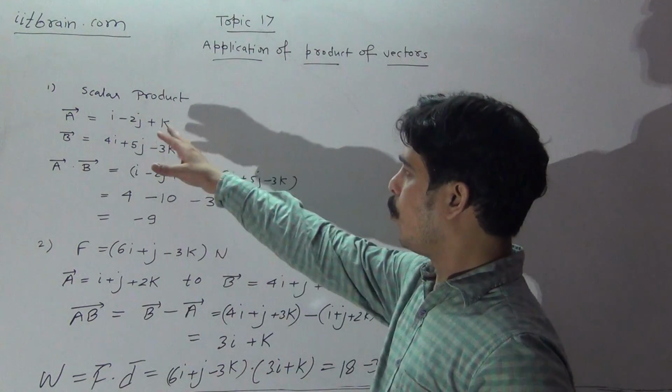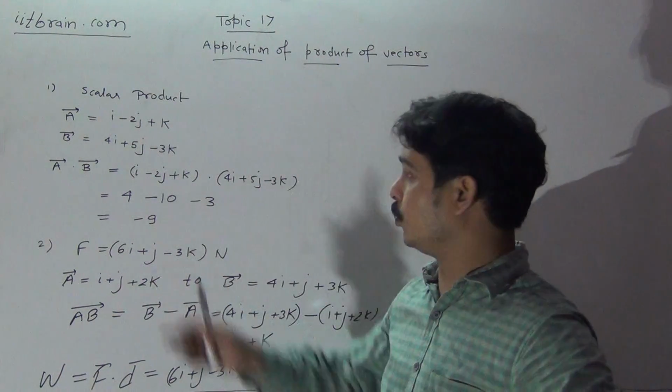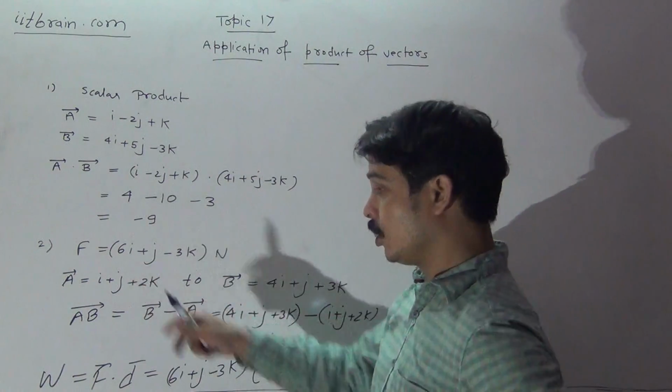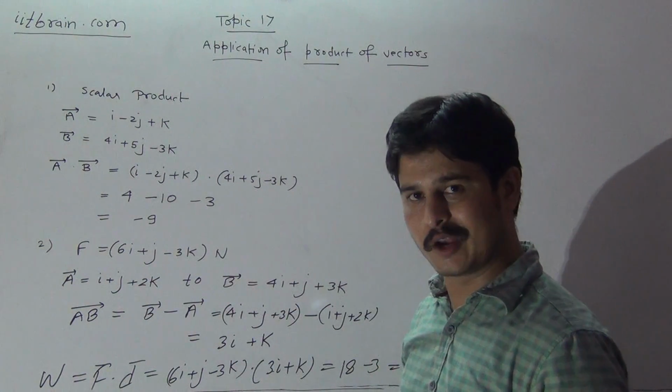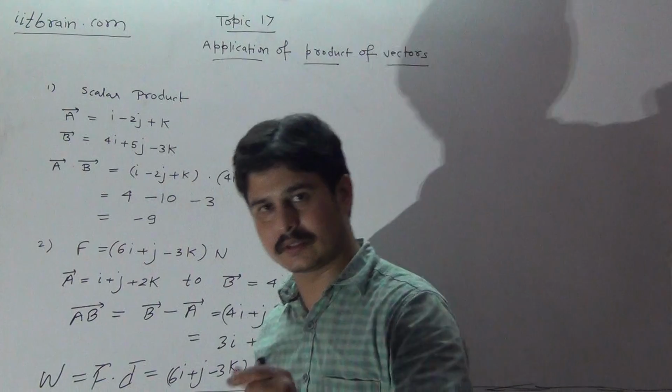So first, what is a scalar product and how do we do this? Second, use of scalar product to calculate the value of work done in the process.